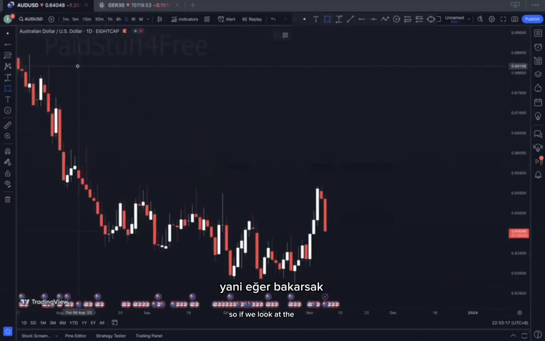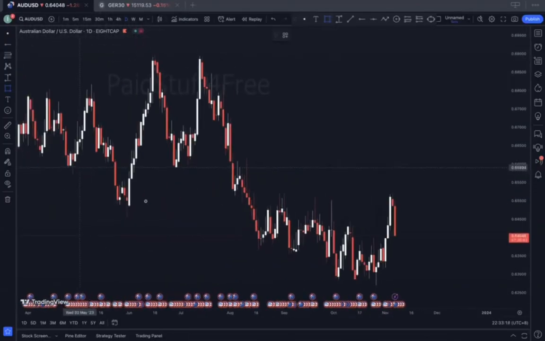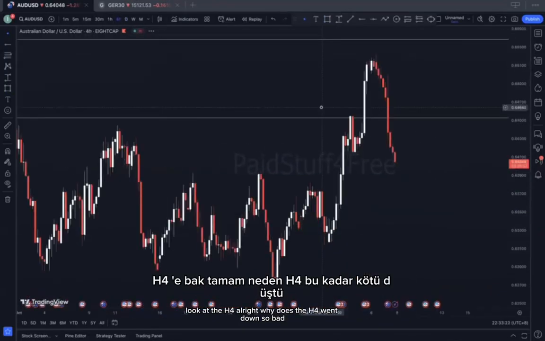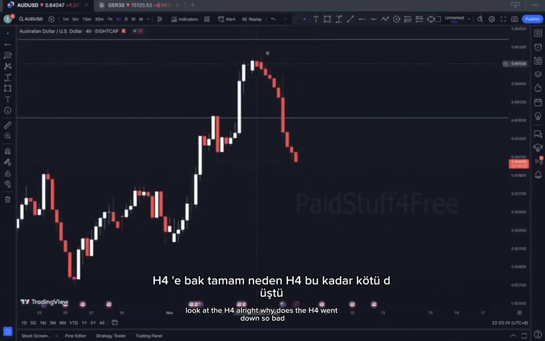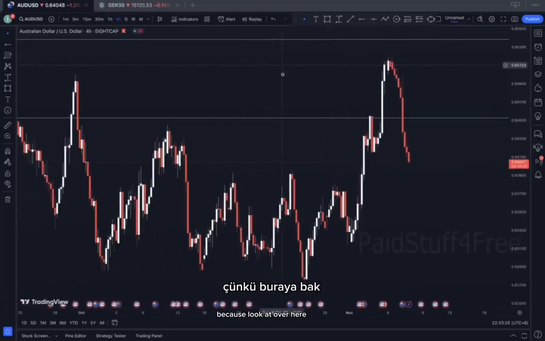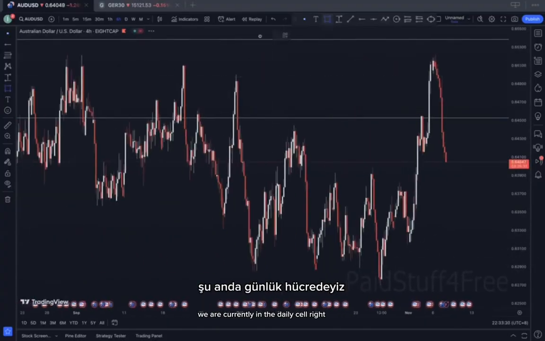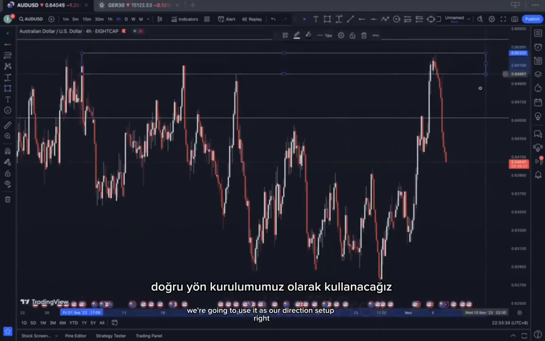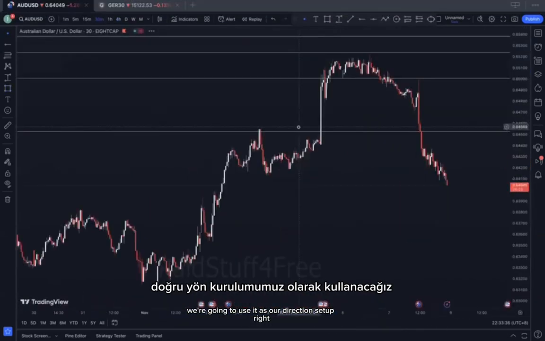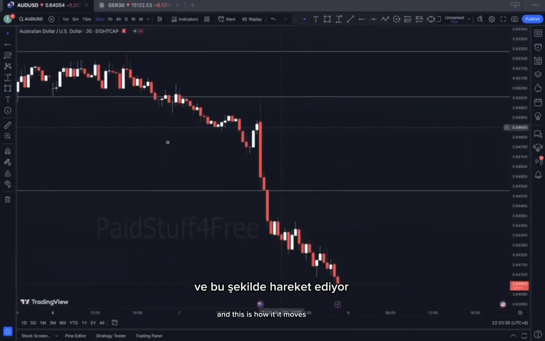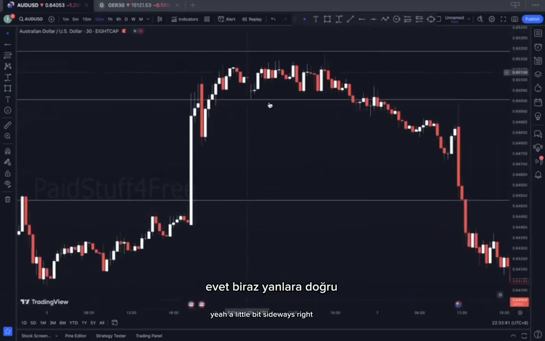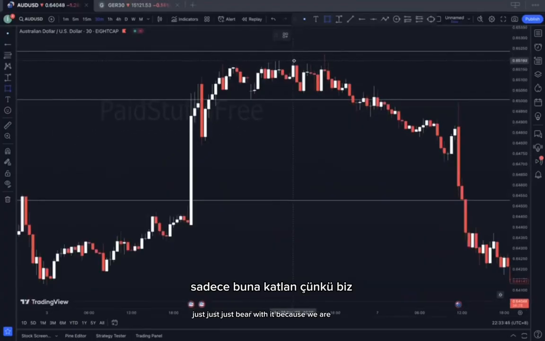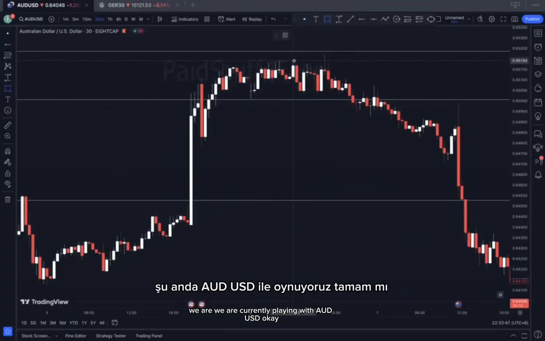So if we look at the daily direction, let's see. Okay, look at the H4. Why did the H4 go down so badly? Because look over here, we are currently in the daily sell. So any daily sell zone, we're going to use as our direction setup. And this is how it moves, a little bit sideways, but just bear with it, because we are currently playing with AUD USD.